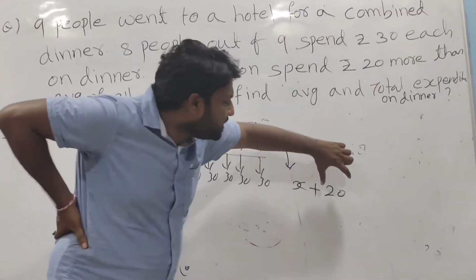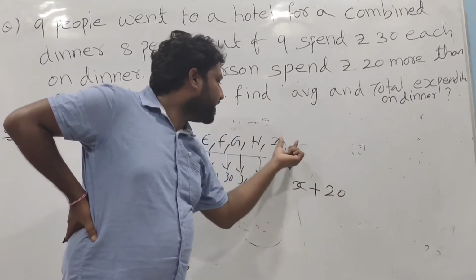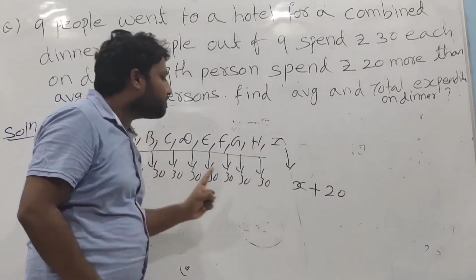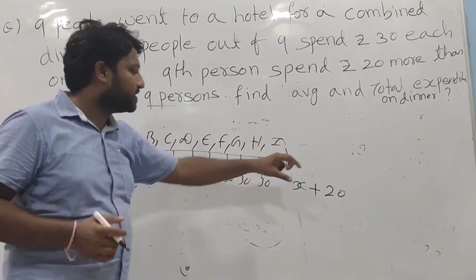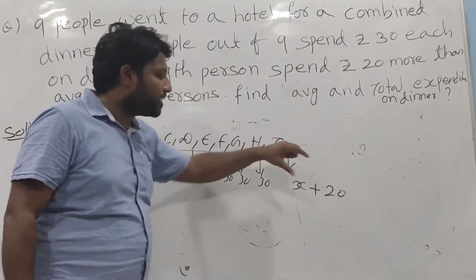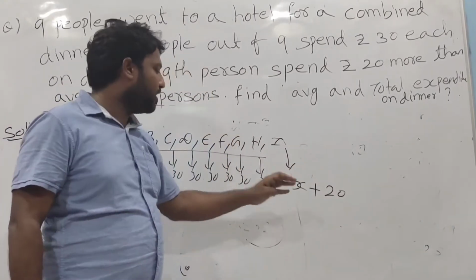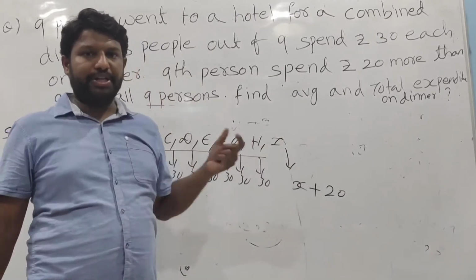Now see this, why is this person contributing 20 more? Why is the 9th person contributing 20 more? Because these 8 people have contributed 20 less than the overall average. These 8 people have contributed 20 rupees less. That's why he is spending 20 more. So because these 8 people have contributed 20 less, he is spending 20 more than the overall average.